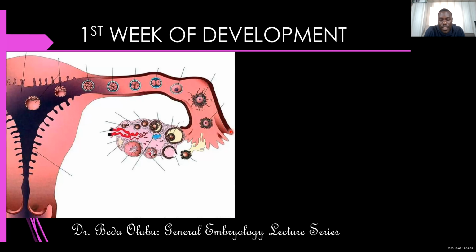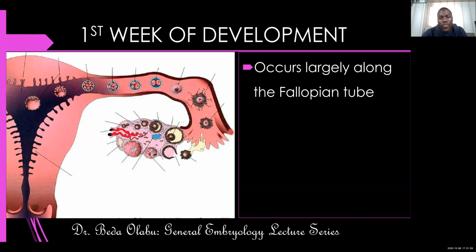So, straightforward, the first week of development occurs largely within the fallopian tube. The reason why that is so is because actually it is within the fallopian tube that the oocyte was formed. And the oocyte is not like sperm. The oocyte is relatively composed, moves slowly, not like sperm with their speed.